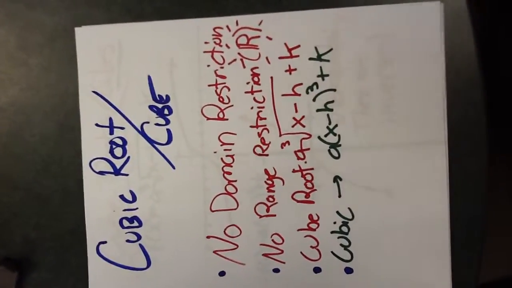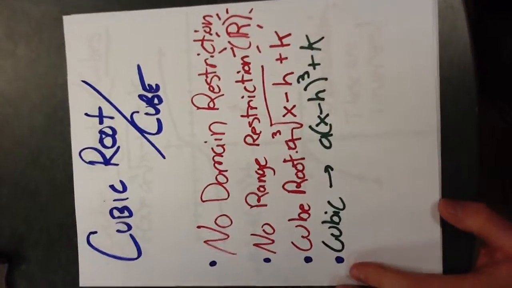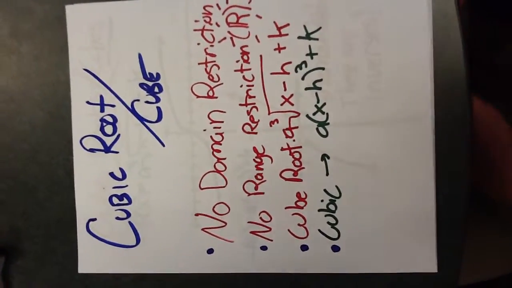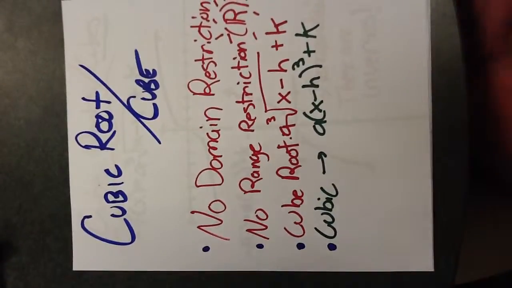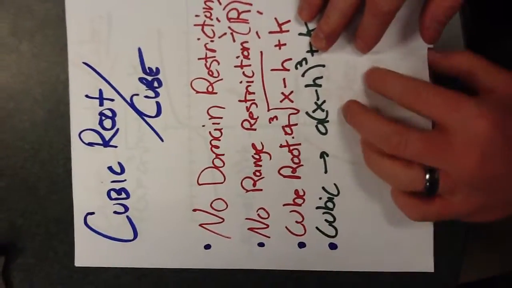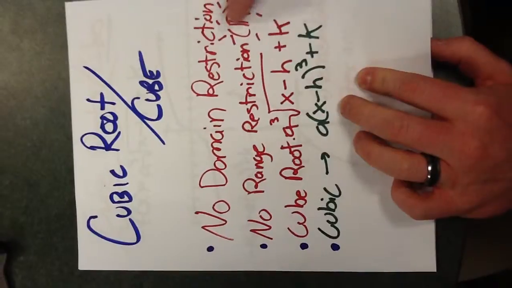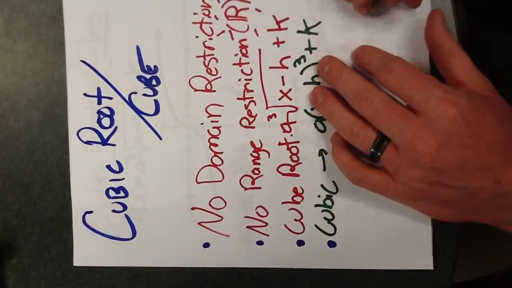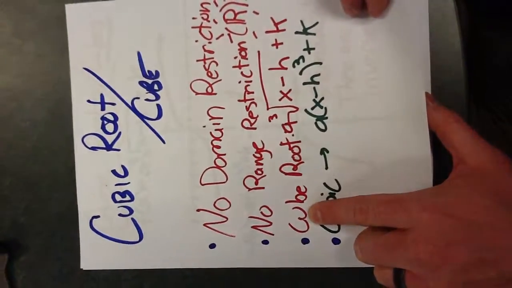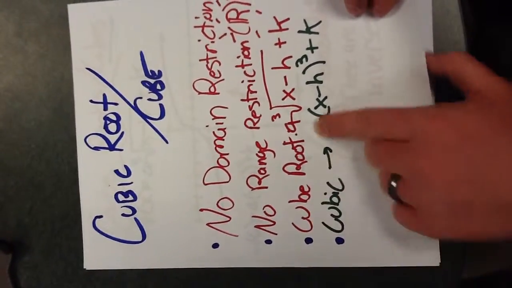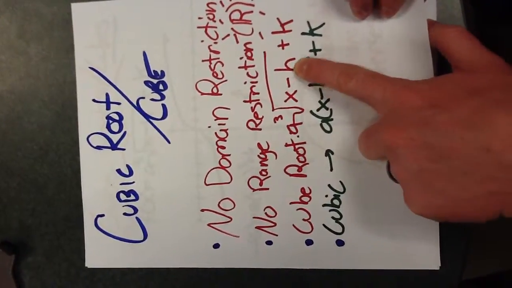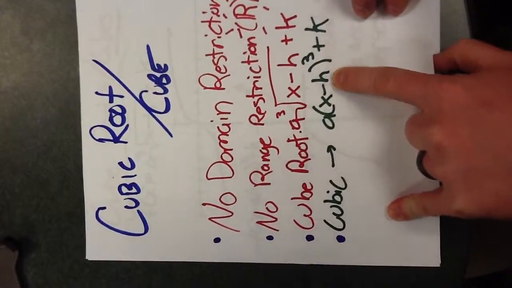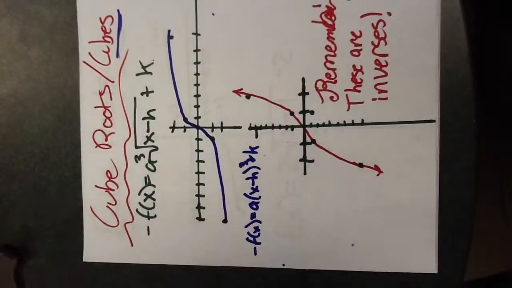Continue. Cube root function. We go to cube root and cube function. No domain restriction, because you can take the cube root of a negative and you can take a negative and cube it. It also has no range restriction. Always all real numbers. Please remember, it's the 11 with the R. Cube, although that looks a little bit like a W, it's a C and a U. That's cube root: a cube root of x minus h plus k. Cubic is a times quantity x minus h to the third plus k.